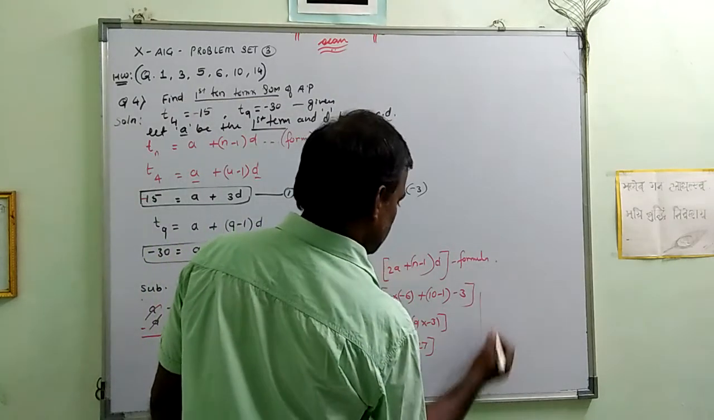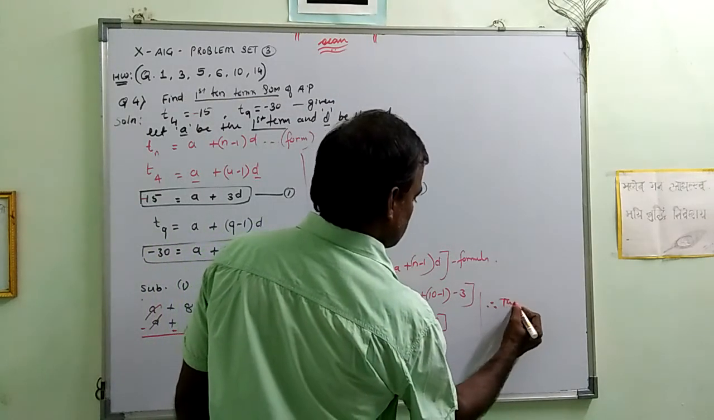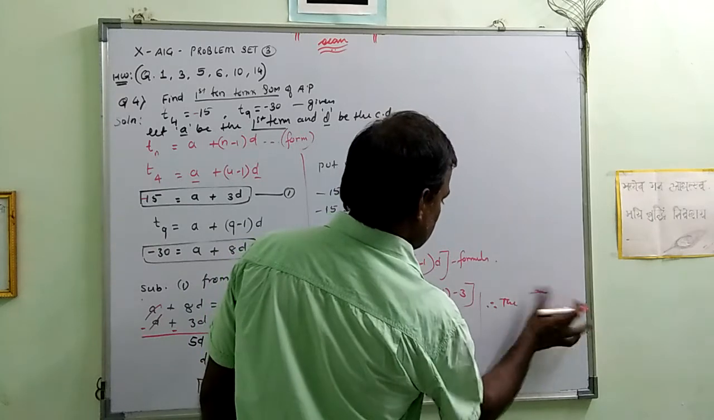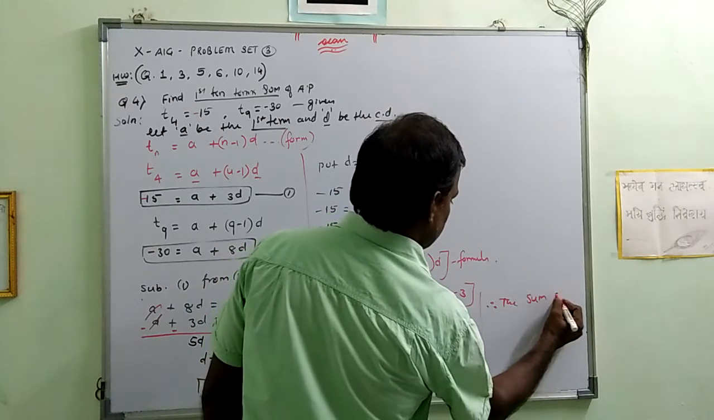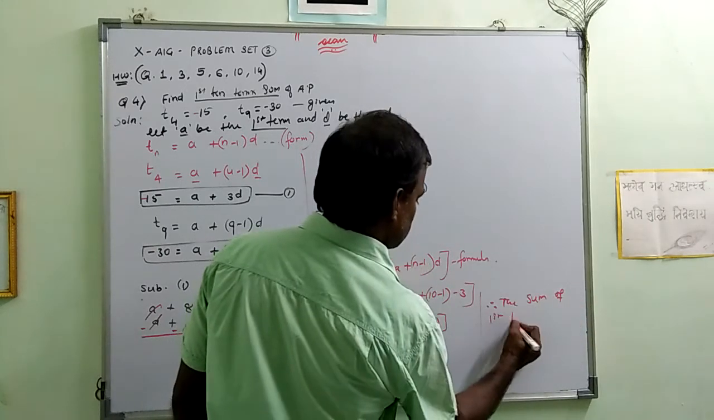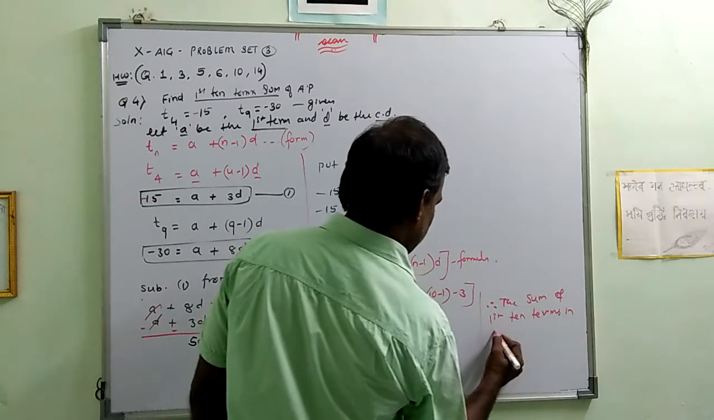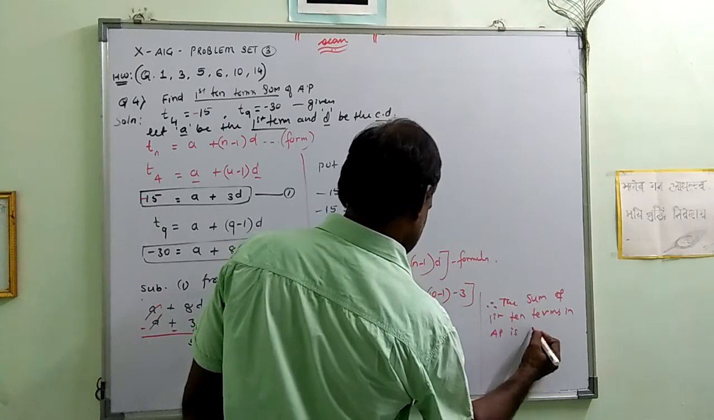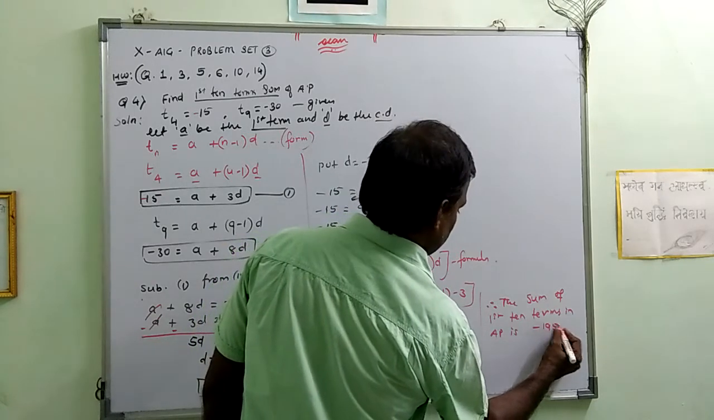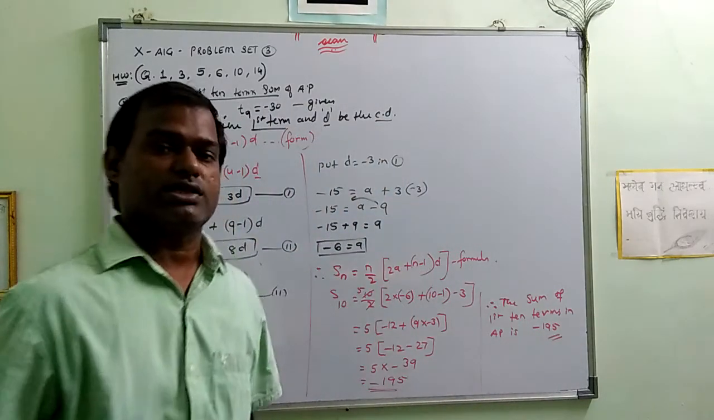Therefore, you can write the statement. Therefore, the sum of first 10 terms in AP is minus 195. This is the answer.